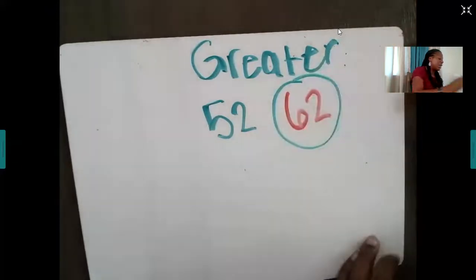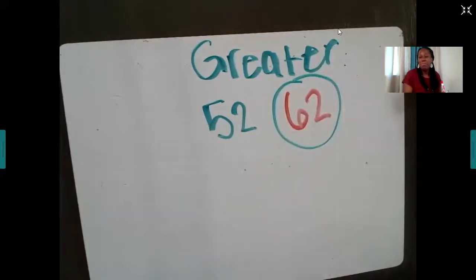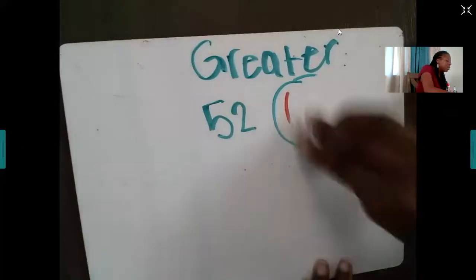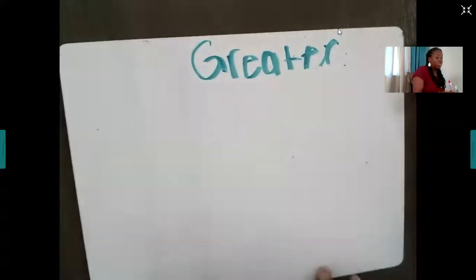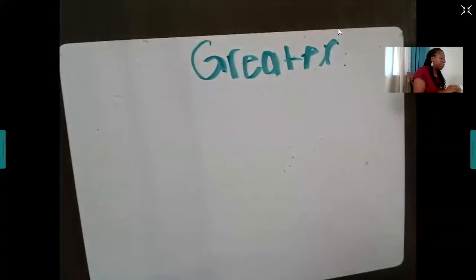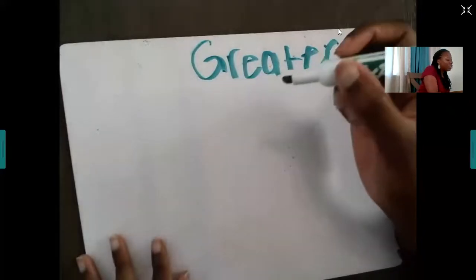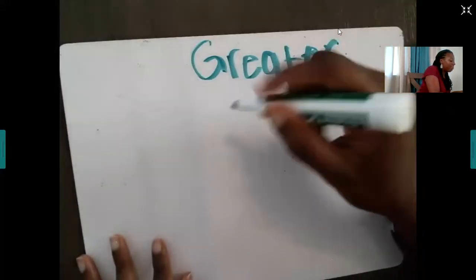62 is greater than. It's bigger. It's 10 more than 52, right? That was a little bit harder, right? When we start to get into our bigger numbers. Let's look at it again. What is greater than is what we're looking for. I can determine what's greater than.